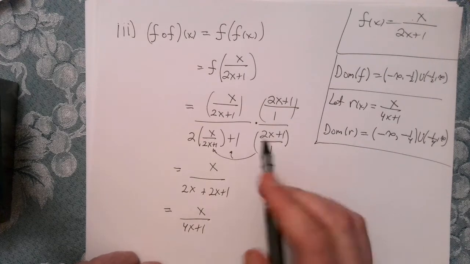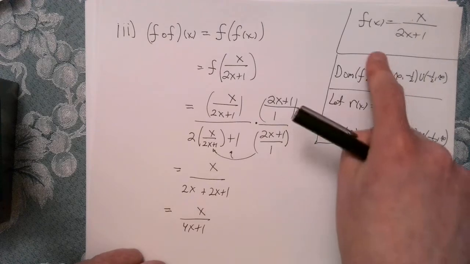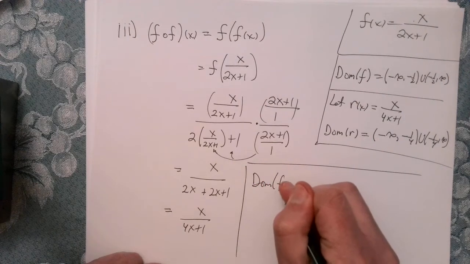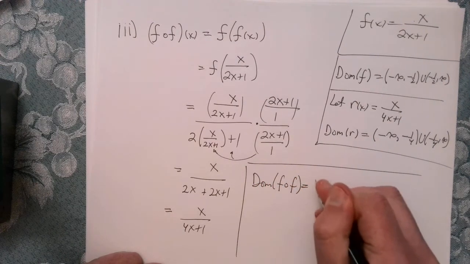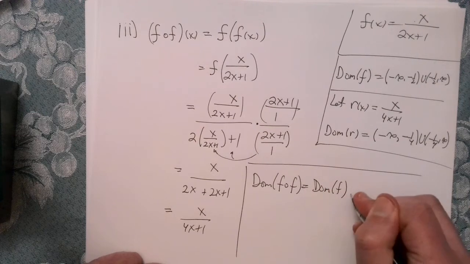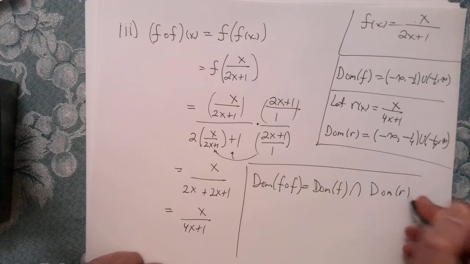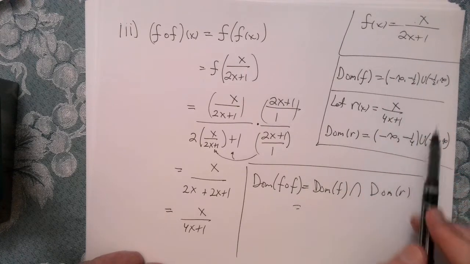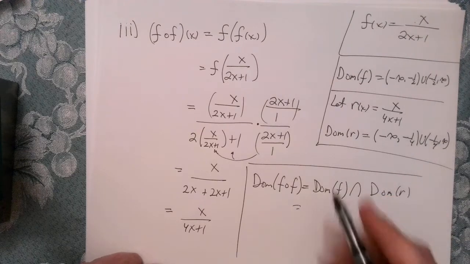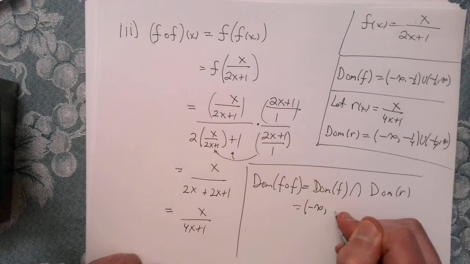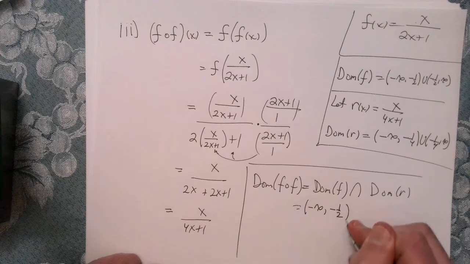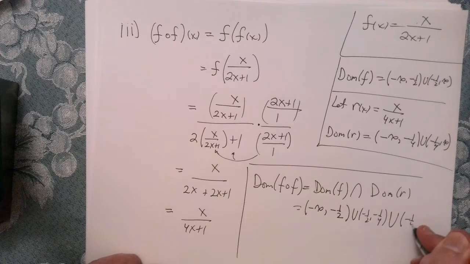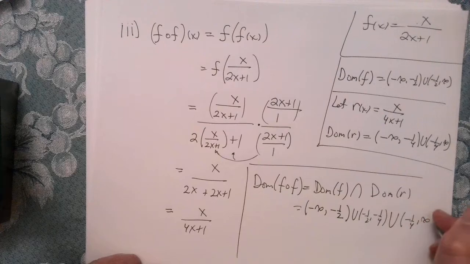Okay, so how do I find the proper domain of f of f? It's the intersection of these two domains. So I'll say that. The domain of f after f is exactly the domain of f intersecting the domain of r. But what do these two sets have in common? Well, everything except for minus 1/2 and minus 1/4. So that's minus infinity to minus 1/2, union minus 1/2 to minus 1/4, union minus 1/4 to positive infinity.